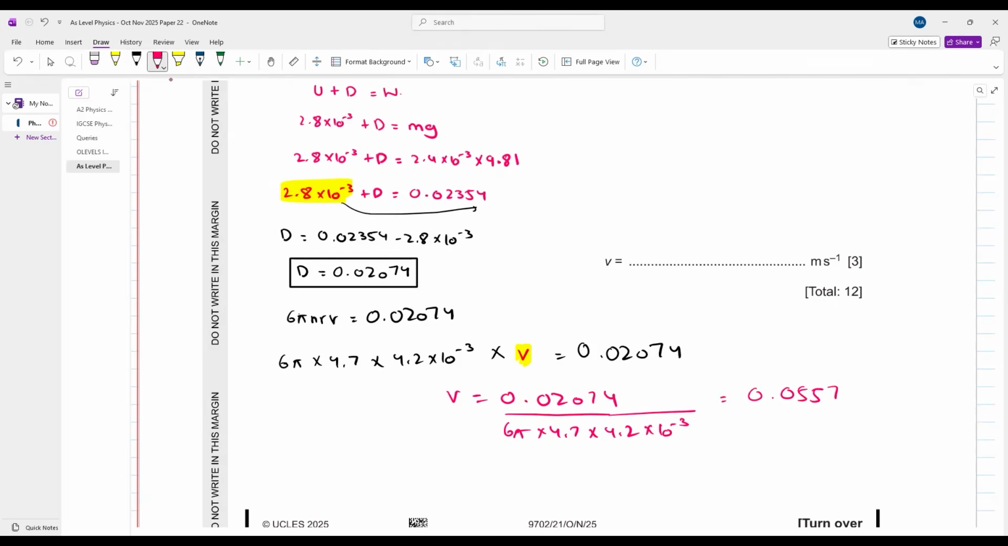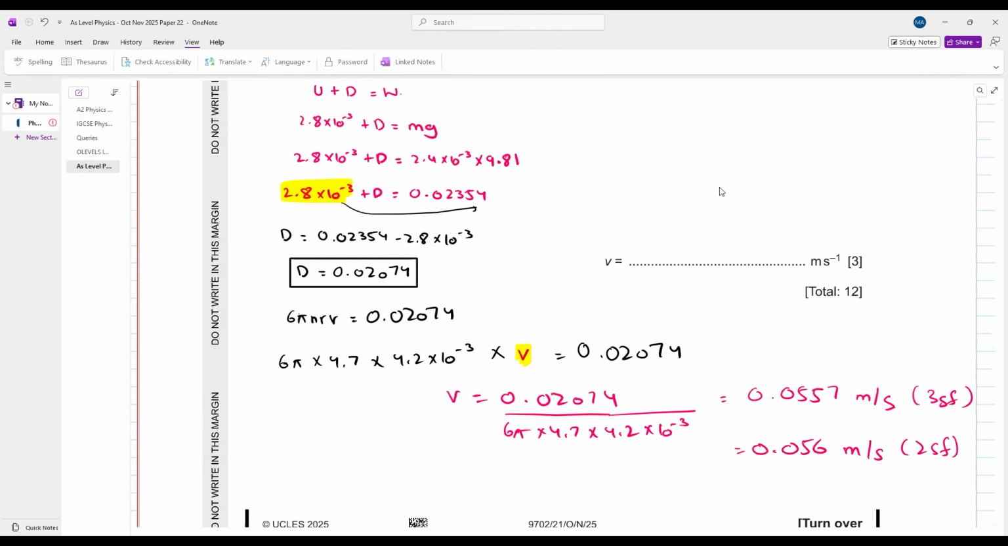0.0557 according to 3 significant figures meters per second. If you want to write your answer till 3 significant figures, this is your answer. If you want to convert it till 2SF, that is also fine. Both the answers will be considered correct. ठीक है, आगे बढ़ते हैं.